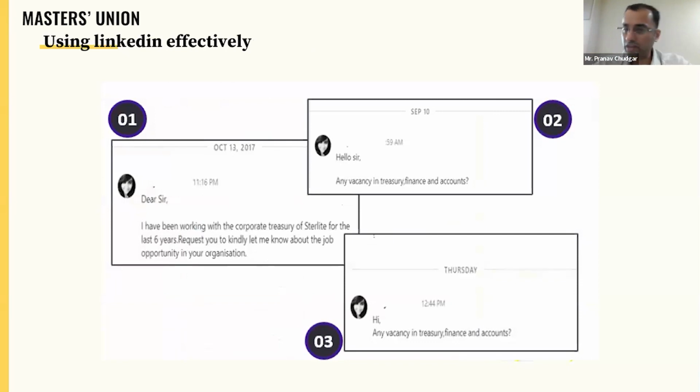Someone messaged me way back in October 2017, saying that this person had been working for the last 6 years in corporate treasury, which is my field. I work in treasury. This person also works in treasury. She messaged me asking, is there any opening? Then in September of 21, she again messaged me saying, is there any vacancy in finance, treasury, accounts? And a week back, she again messaged me saying, is there any vacancy in treasury, finance, accounts? So over the last 4 or 5 years, she messaged me 3 times.